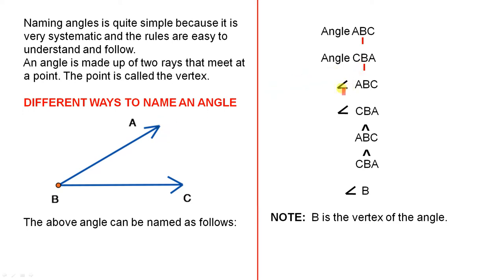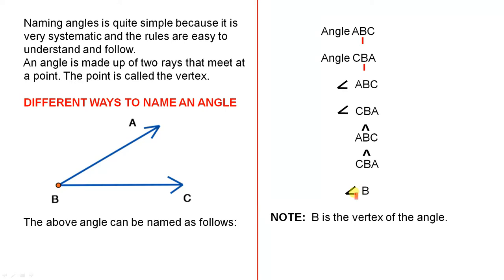You can also use this symbol for the word angle, angle ABC, angle CBA. You can also use this little symbol here up the top, and notice the vertex is in the middle. So that also means angle ABC and angle CBA.